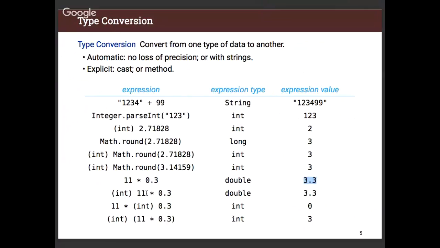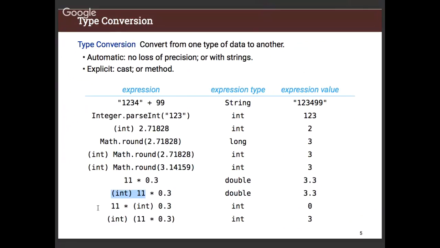Same thing here. Int operator is very strong. I apply it to 11, which is already an int. It stays an int 11. I multiply it by 0.3. Java says, oh, int times double. I'll just make the int into a double, so that'll be 11.0 times 0.3, and the answer is the same as above.